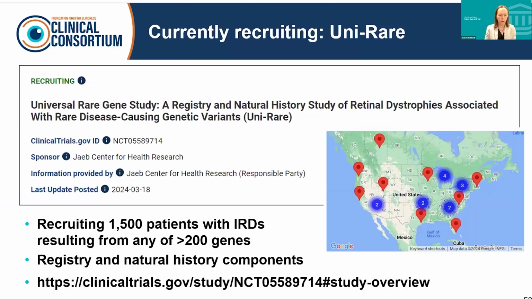We're going to get the clinicaltrials.gov link in the chat. But in brief, this is a study that's open to individuals with IRDs caused by more than 200 genes. It will eventually enroll 1,500 people. For most of those people, participation will involve only a one-time clinic visit that can coincide with when they're seeing their clinician already. For a subset of patients, there will be natural history studies. But this is another way that motivated patients really can, in a meaningful way, help support research efforts for their diseases.